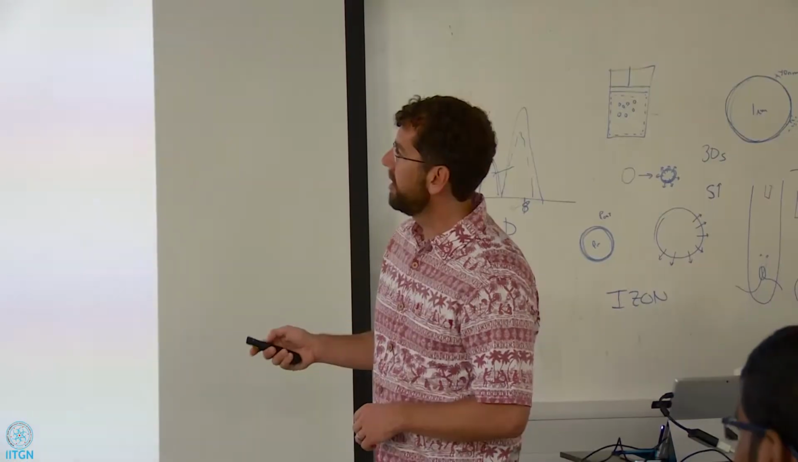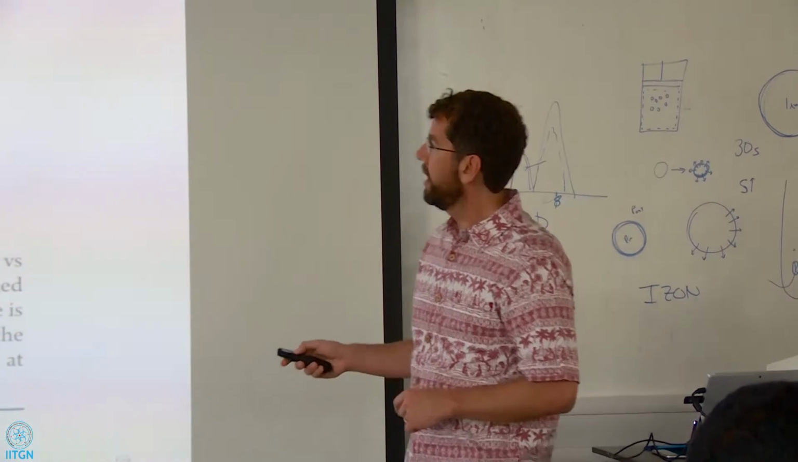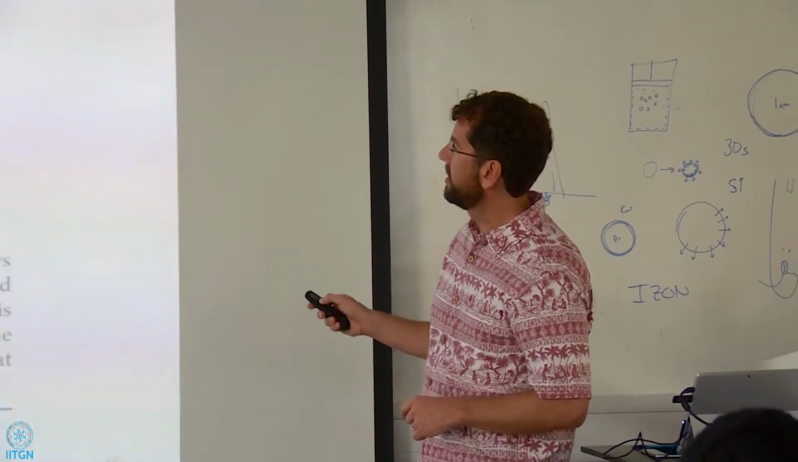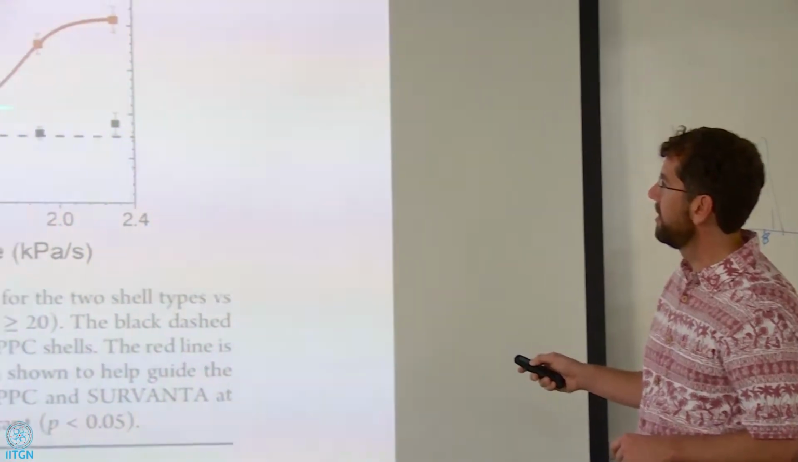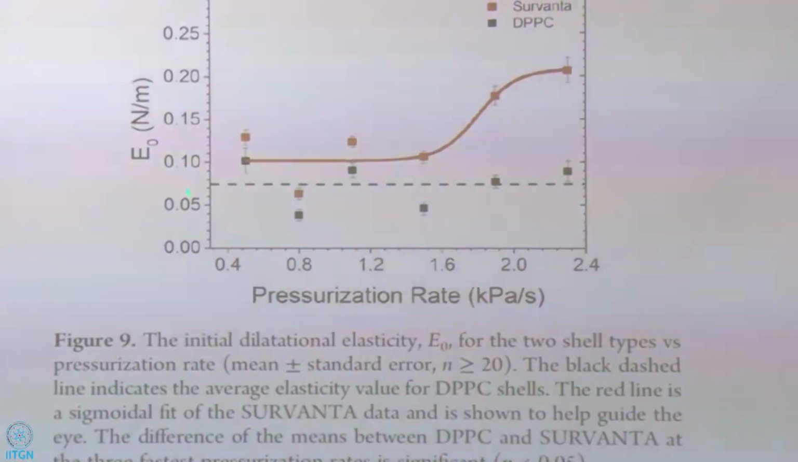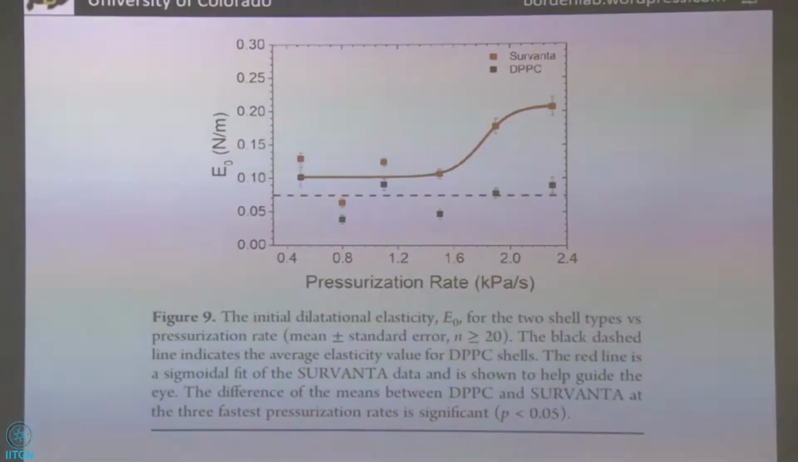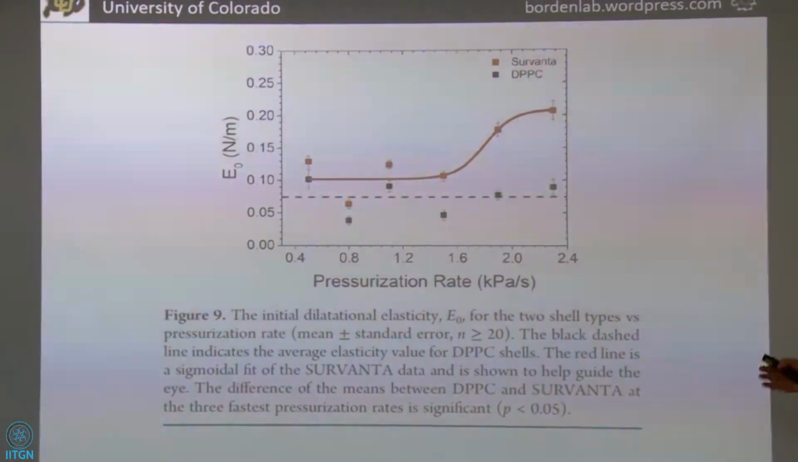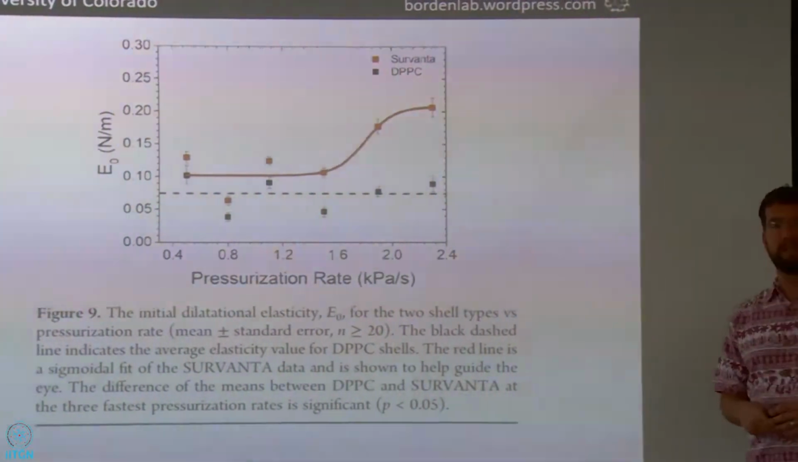The fitting parameter in all those cases was E sub naught. That was a sole fitting parameter. And it did a pretty good job of fitting. You can see these error bars are relatively small. But what was interesting is it was pretty constant for dPPC, but it seemed to increase for Curosurf. Okay? So there's maybe some biophysical implications to this, but we really don't know why this is the case.